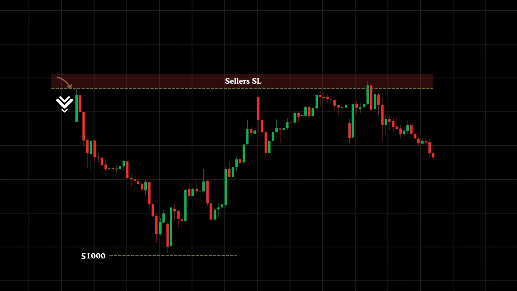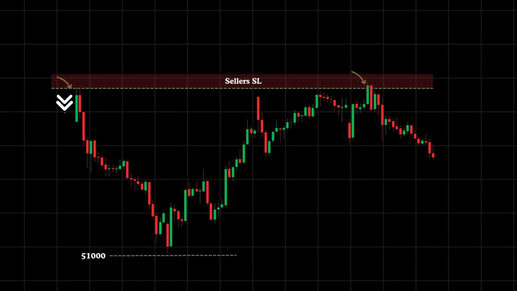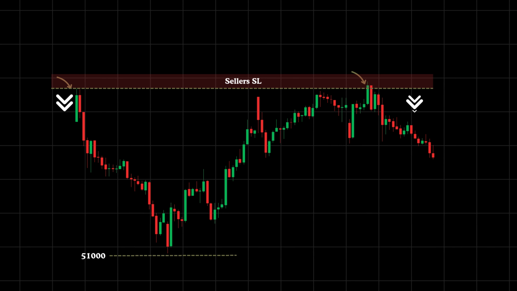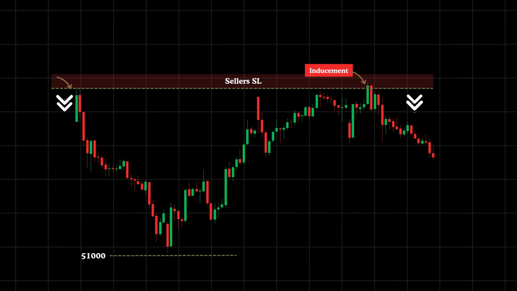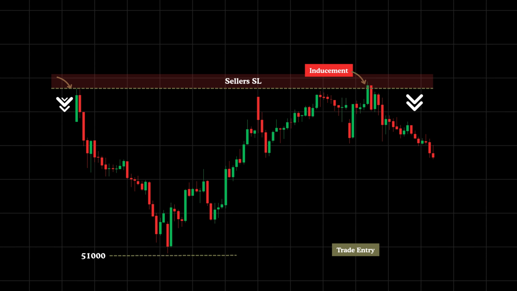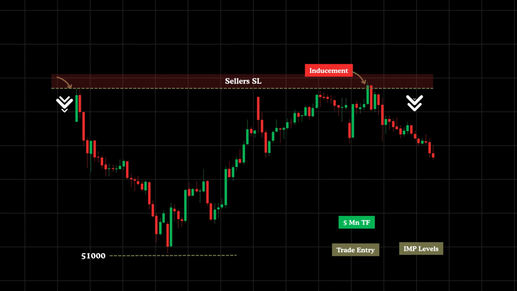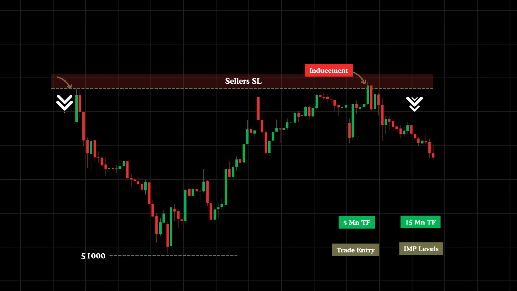Therefore, as soon as the price reached the seller's entry zone, they once again created strong selling pressure with fresh orders, causing the price to decline sharply. This is why the candle here should be considered an inducement candle. To avoid falling into this trap, when making trade entries on a shorter time frame, such as the 5-minute chart, you should also check important levels on at least the 15-minute chart. Mark these levels and plan your entries accordingly.